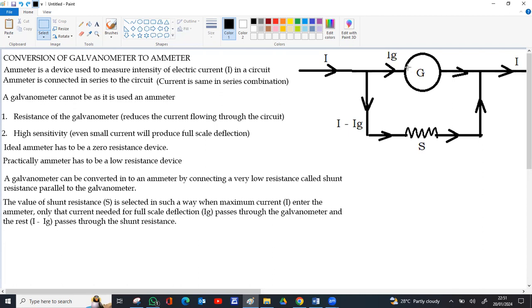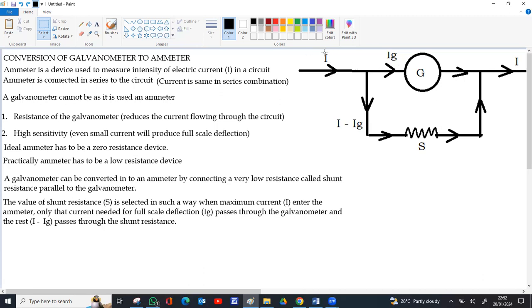This galvanometer alone can measure a maximum Ig, maybe say 1 ampere, but we are supposed to measure any value between 0 to 5 ampere. So just for understanding, 5 may be I. When 5 ampere current comes here, that's the maximum current through the ammeter after conversion. At that time 1 ampere, which is the full scale deflection for the galvanometer, must pass through the galvanometer. So the galvanometer shows full scale deflection, and the remaining 4 ampere passes to the shunt resistance. This will join back to 5 ampere. So that's the maximum current we can measure.